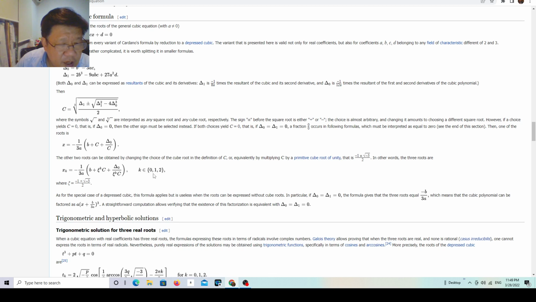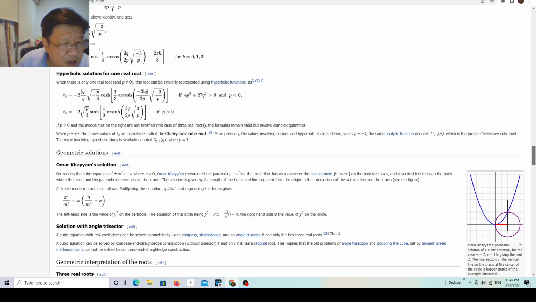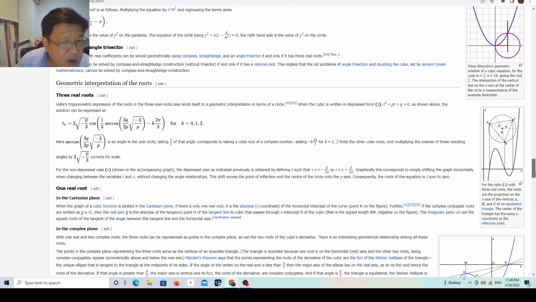By replacing, if k is 0, it is one of the roots, k equal to 1 is another one, k equal to 2 is another one. So this is a general formula for the roots of the cubic equation. There are many conditions here.